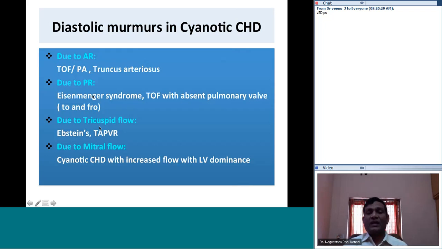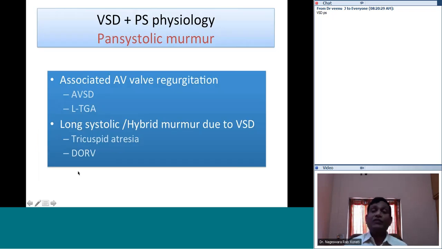A murmur across the tricuspid flow, that is a tricuspid flow rumble, we will see in case of Ebstein anomaly and TAPVR, which is actually a cyanotic congenital heart disease with increased pulmonary blood flow. I just want to tell you the diastolic murmur, so that's why I am considering this. And due to mitral flow turbulence, you will see it in any cyanotic congenital heart disease which increases pulmonary blood flow with LV dominance. Coming to the pansystolic murmur in VSD PS physiology.